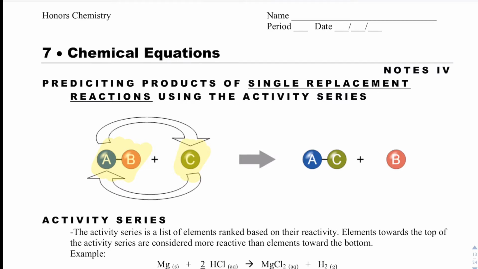So for example, we've got element C. Element C comes in and disrupts the ionic compound AB and ends up bonding with A, and so we get the ionic compound AC. And then element B is kind of out of luck, and element B turns into its elemental form and is just left over. Okay, and so the way we predict if a single replacement reaction happens is using the activity series.